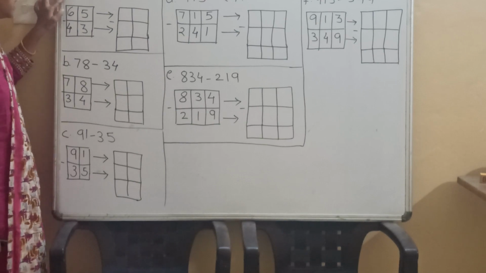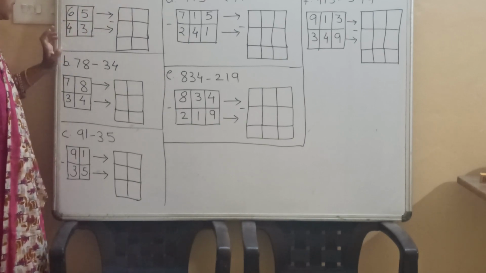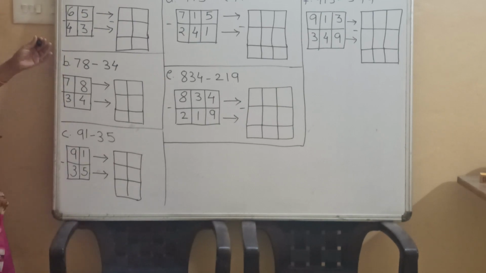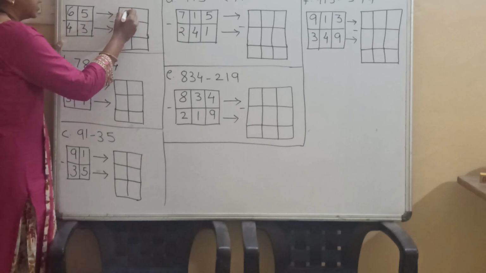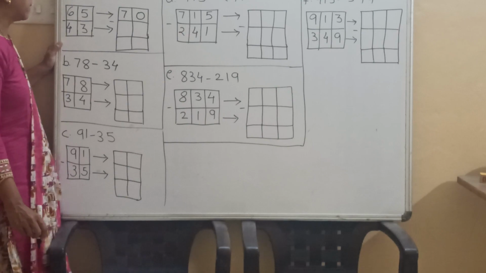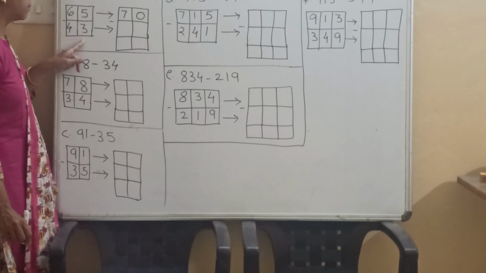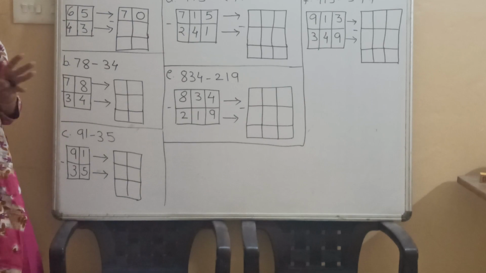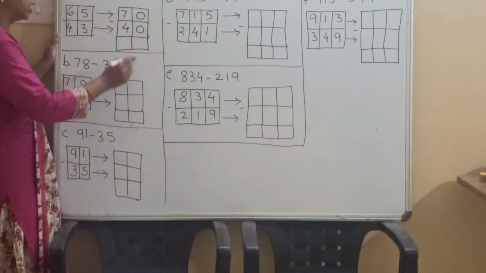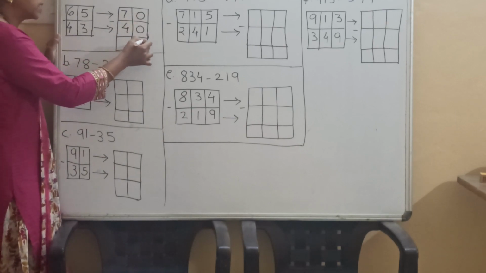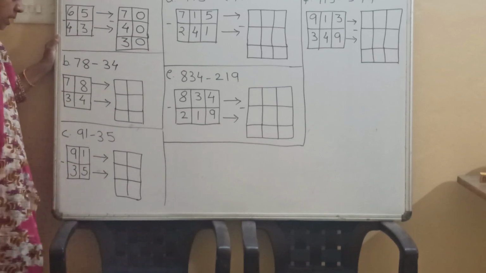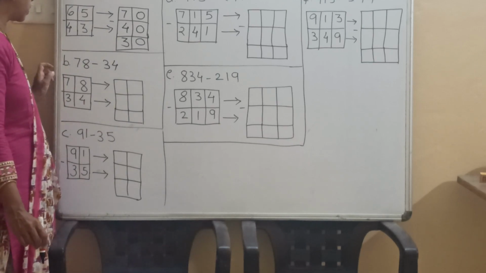First example is 65 minus 43. So 65 number is very much closer to which number? 60 or 70? It is closer to 70. So we write there 70. Then 43. 43 number is closer to 40 or 50? That is closer to 40. So you write down here 40. Now do the subtraction. 0 minus 0, 0. 7 minus 4, 3. So what is our answer? 30.